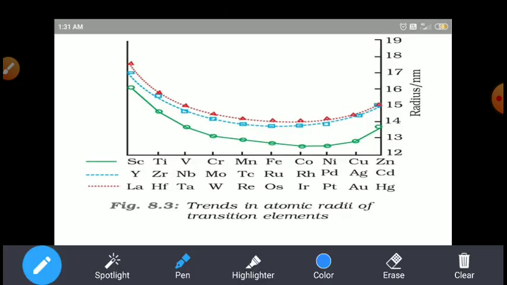In your NCERT textbooks, the graph, the figure, is mentioned. The atomic radii here decrease, again remain the same, and again increase from copper to zinc. Here the effective nuclear charge is high, then the effective nuclear charge remains the same, then the effective nuclear charge is less. The same applies in the 4d and 5d series also.